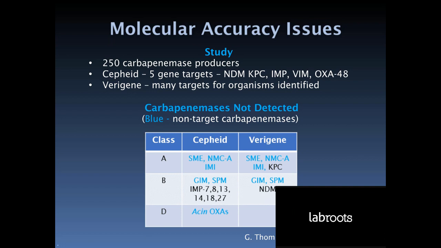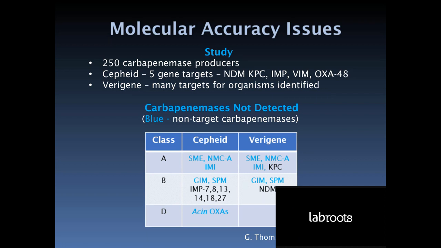Among its target genes, Cepheid had problems with the IMP family. It could not detect genes encoding IMP7, IMP8, IMP13, IMP14, IMP18, and IMP27. To me, this problem indicates that its target range is not the Big Five, but more likely should be called the Big 4.5.